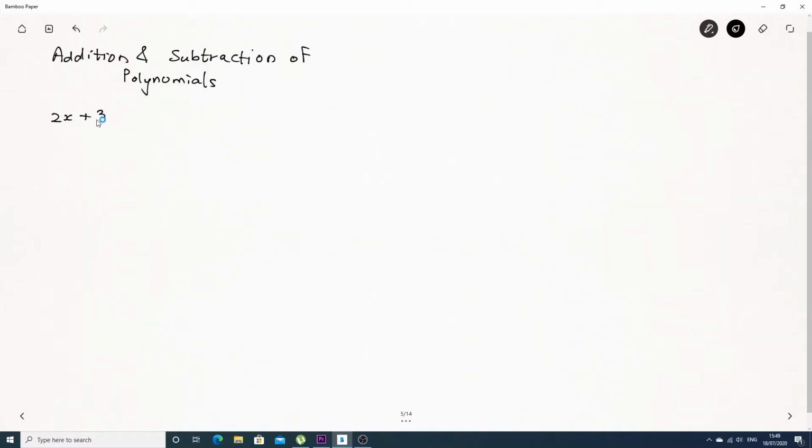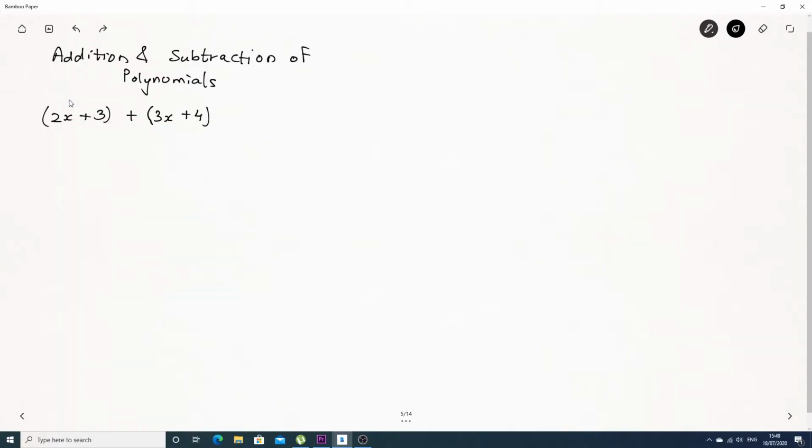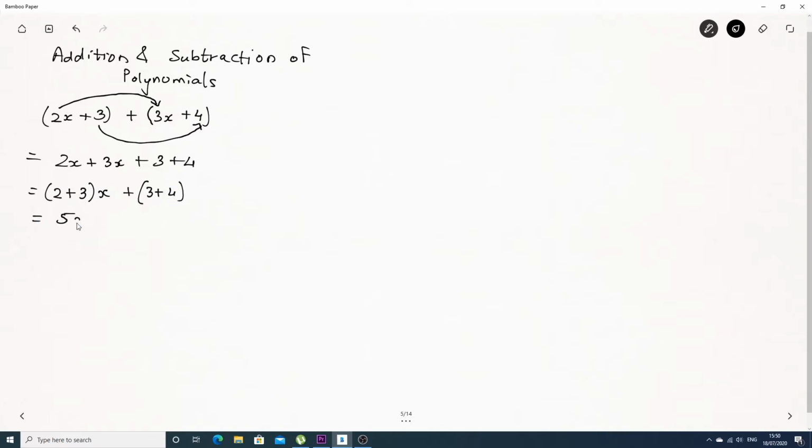Let me take 2x plus 3 and 3x plus 4. Whenever we add 2x plus 3 and 3x plus 4, or such polynomials, we add the coefficients of the variables together and the constants together and write them separately in the same form. So we add 2x plus 3x, which becomes 5x. We put the plus sign and then add the constants 3 plus 4, which gives 7. Pretty simple. So what we have is 5x plus 7.